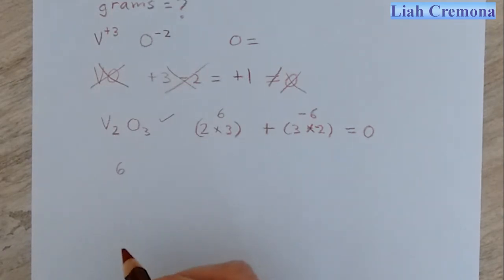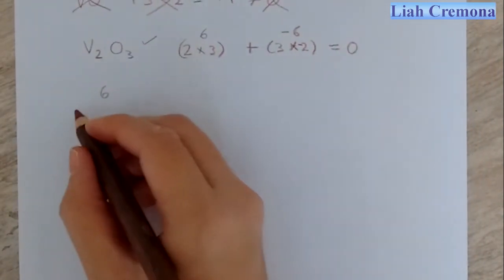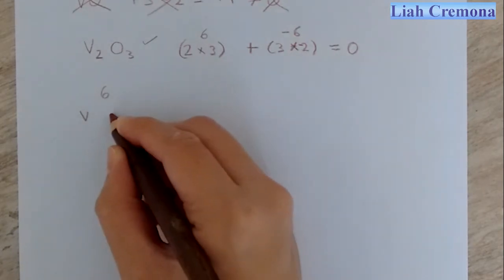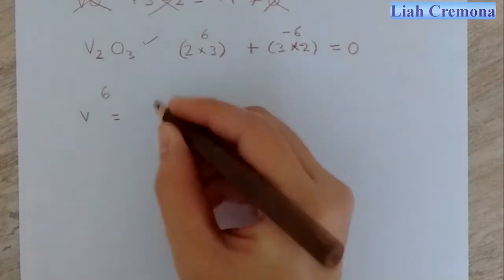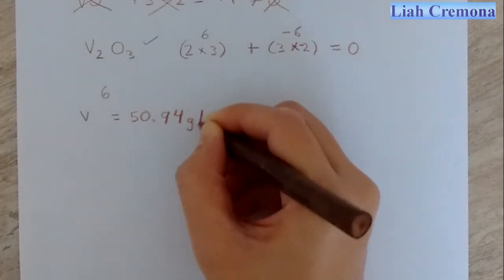Now, after finding the chemical formula, we need to find the molar mass. So vanadium has a mass number of 50.94 grams per mole.